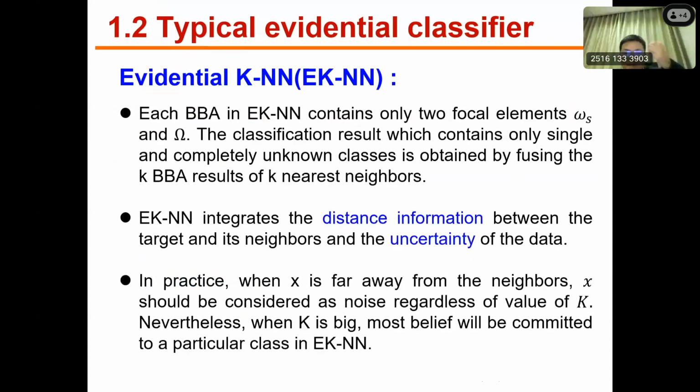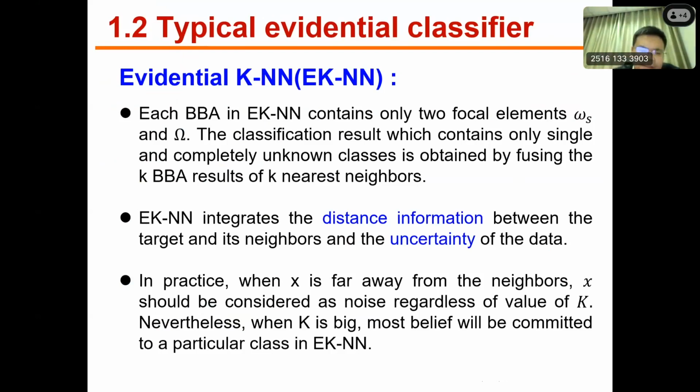Then we can get k such simple BBAs. Then the object will be classified according to the fusion of the k BBAs. Of course, the k BBAs will be fused by the Dempster-Shafer rule. The evidential k-nearest neighbors classification takes into account both the distance information and also the uncertainty of the data. Uncertainty can be characterized by the ignorance element.